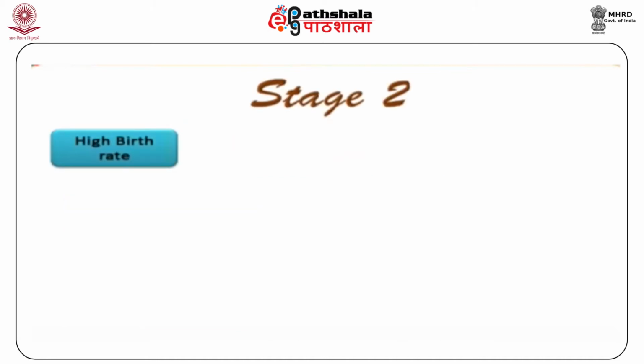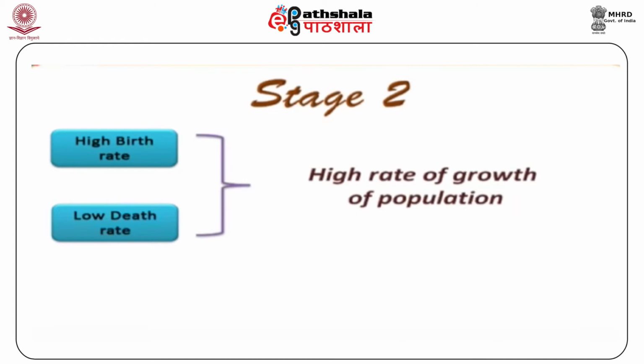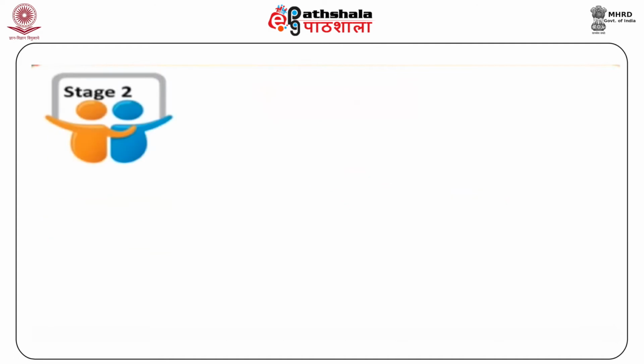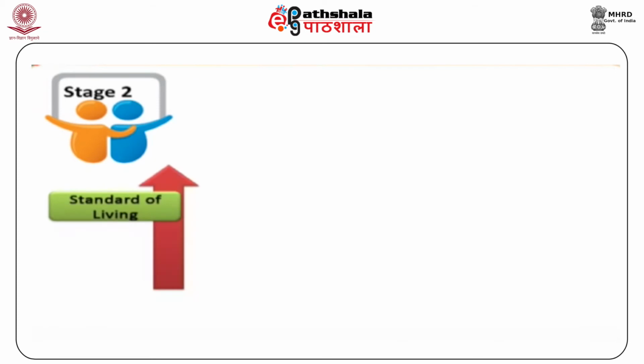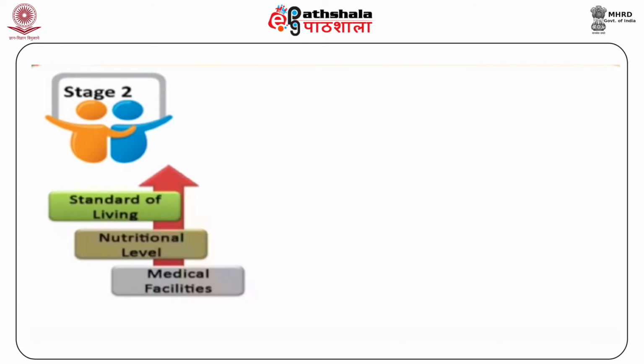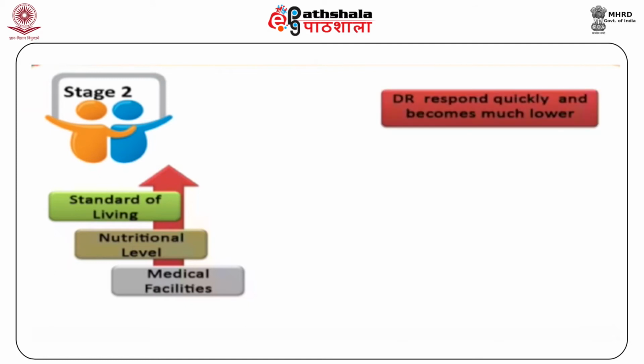Stage 2. Birth rate remains high, but death rates become low so that the rate of growth of population becomes high. In this stage, economic growth starts taking place. Standards of living, nutritional levels, and medical facilities go up. The death rate is quick to respond and becomes much lower within a decade or two.